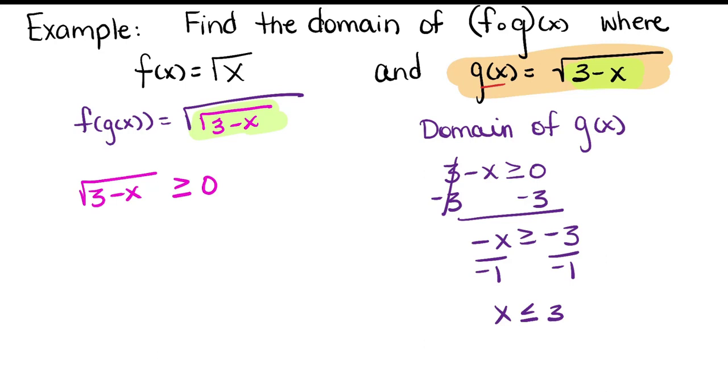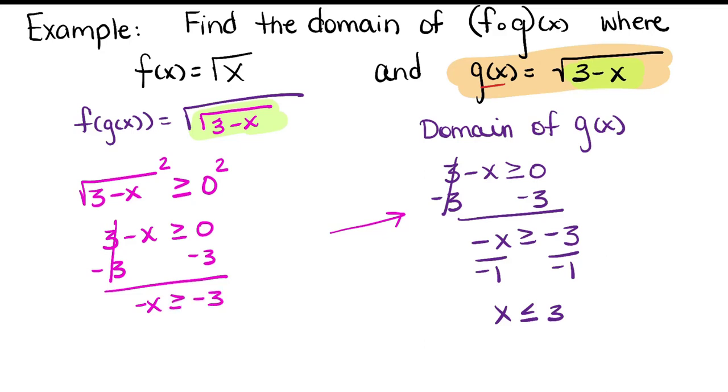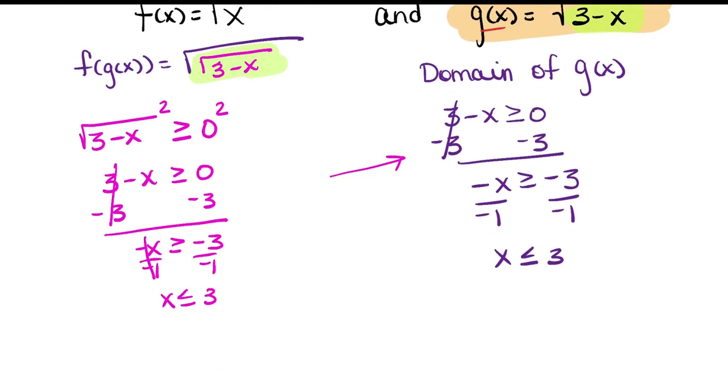And if we solve that, we would square both sides, and then 3 minus x would be left on the left, 0 would be left on the right, and then this is very similar to this equation over here. Subtract 3, we get negative x is greater than or equal to negative 3. Divide by negative 1, and we get x is less than or equal to 3. So either way, we get x is less than or equal to 3. All real numbers that are less than or equal to 3.